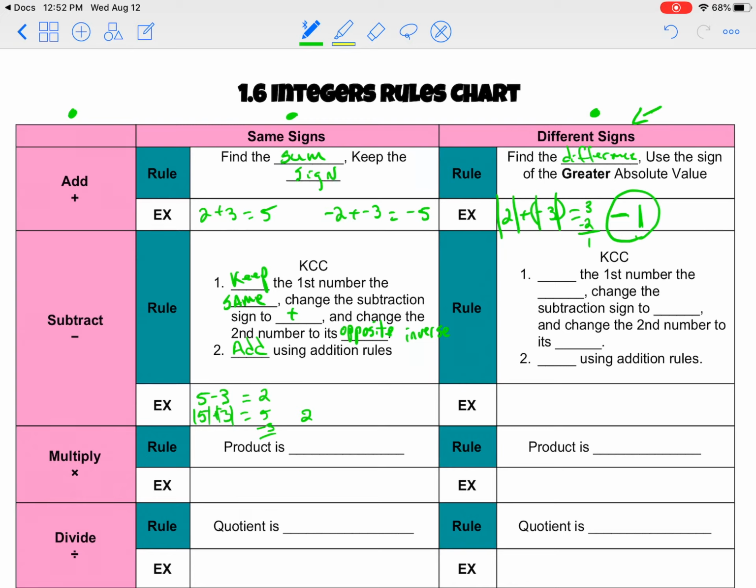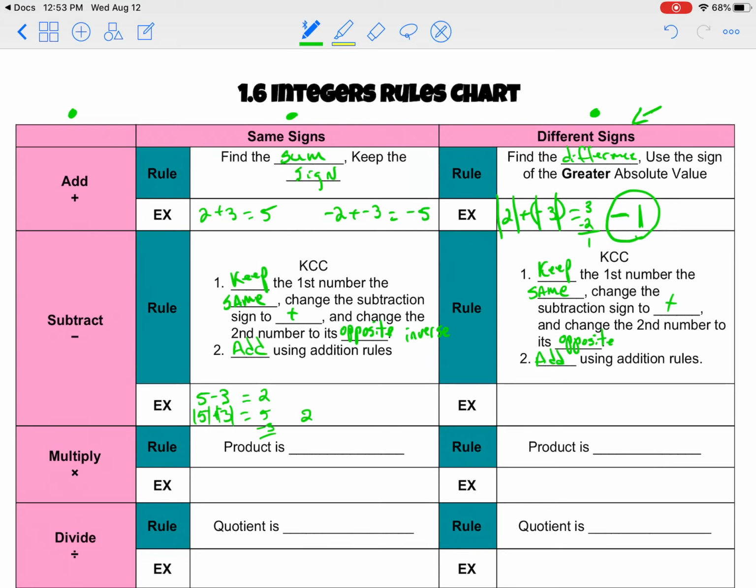Now, what about subtracting different signs? The rule's going to be the same. You're going to keep the first number the same, change the subtraction sign to an addition sign, and then change the second number to its opposite. And then use addition rules. Right? Add using addition rules.